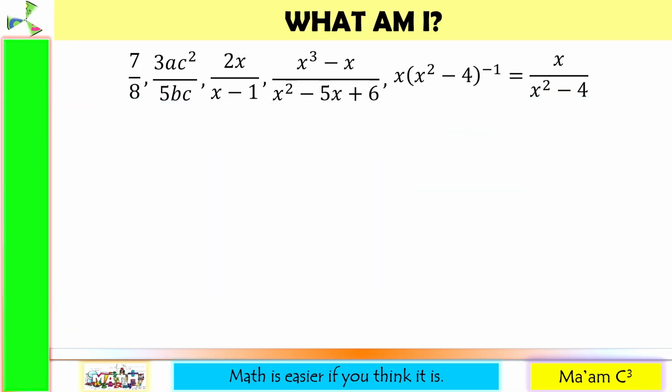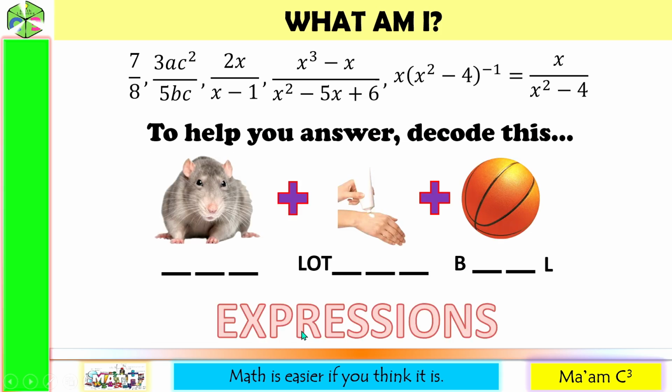What am I? What do you call these expressions? 7 over 8, 3ac squared over 5bc, x cubed minus x all over x squared minus 5x plus 6. What do you call these expressions? To help you answer, I want you to decode this.